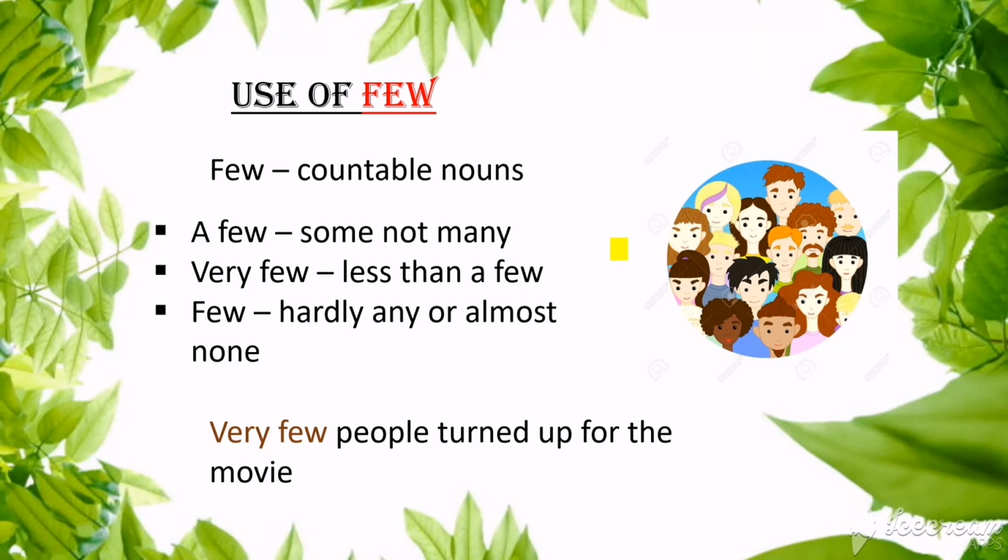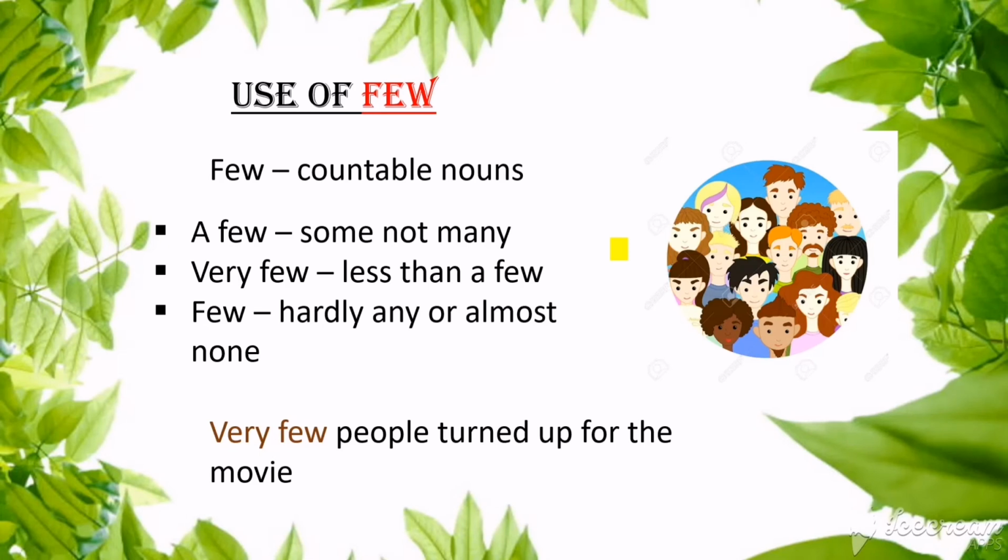For example, a few people turned up for a movie. It means only some people. It is not very few people or many people, but some people turned up for the movie. That is the meaning. If you say very few people turned up for the movie, then it is less than a few, a very small number of people turned up for the movie.